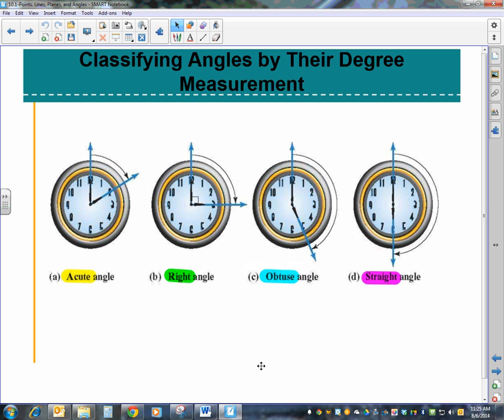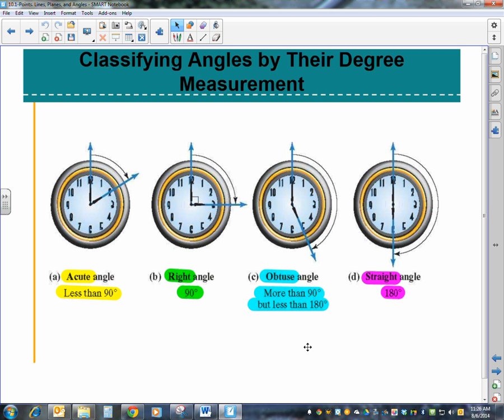Then we have to remind you how to classify angles by their degree measurement. Okay, an acute angle is a cute little angle, and that's an angle that is less than 90 degrees. A right angle, often denoted with a little square, is an angle that measures 90 degrees. Then we have an obtuse angle, and that's one that is more than 90 but less than 180. And then, of course, a straight angle is one that is 180 degrees.